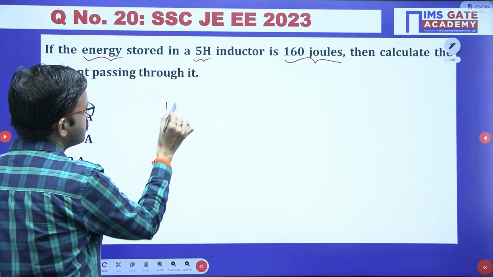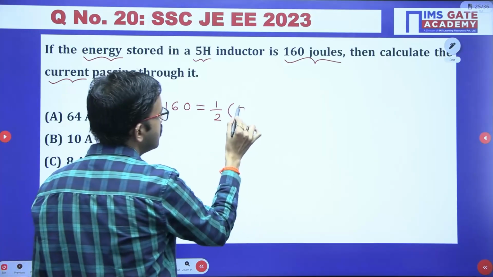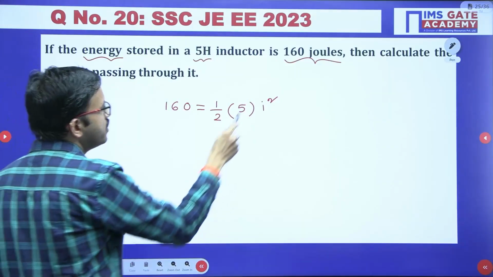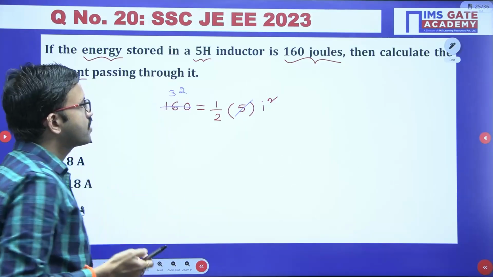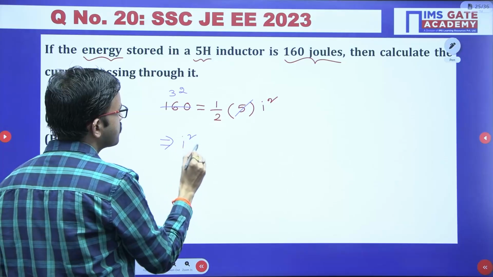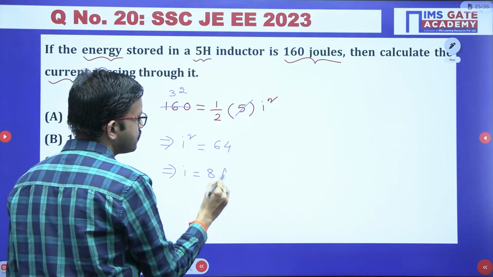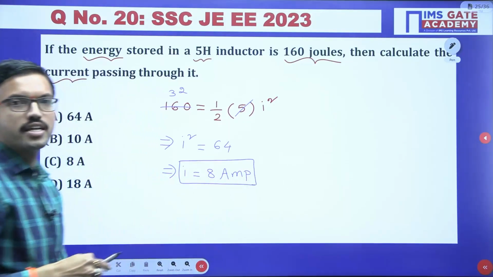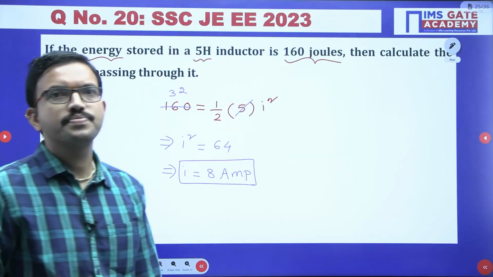Energy equal to 160 is equal to half L I square. L value is 5, and the current we have to calculate. So here 5 3s are 15, then 5 2s are 10. Do the cross multiplication. From here you get I square equal to 64. From here you get I equal to 8 ampere. So option C is the correct one.